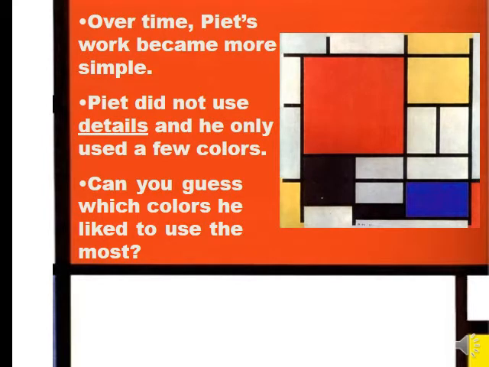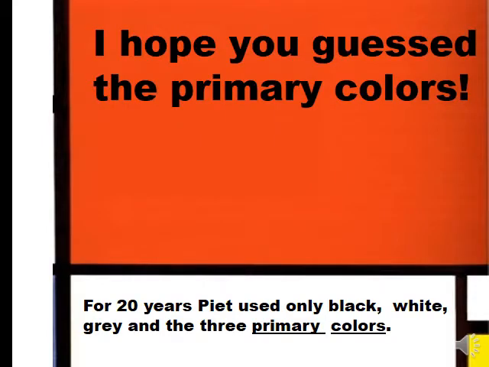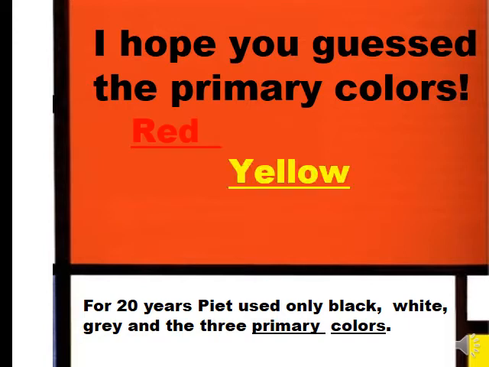Over time, Piet's work became more simple, so he did not use details and he only used a few colors. So when you look at this picture, can you guess which colors he liked to use the most? Let's check together. I hope you guessed. The primary colors that Piet Mondrian used are red, yellow, and blue. For 20 years, Piet used only black, white, gray, and the three primary colors: red, yellow, blue.